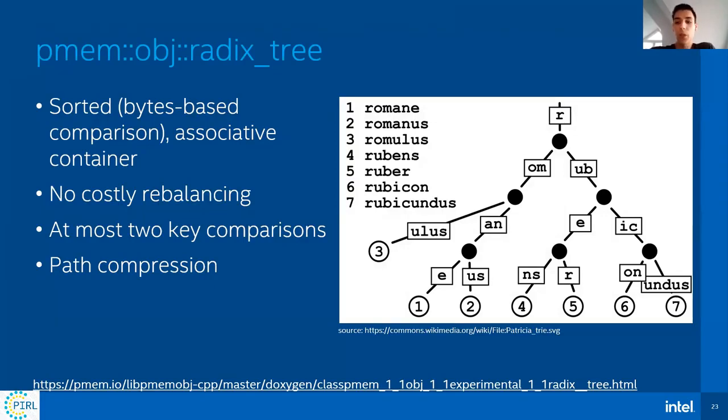The radix tree implementation is mostly compatible with the STL API for std::map. The difference is for iterators, and obviously we don't have a comparison template parameter since this is not a comparison-based data structure. You can read more about the API in the link below.